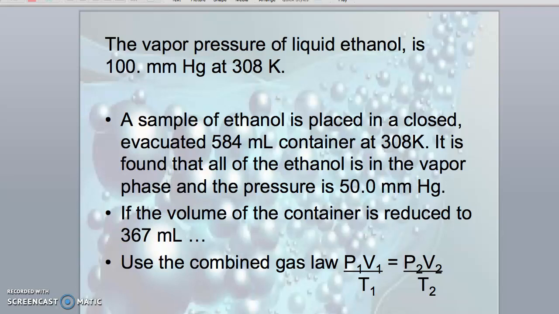So a little practice goes a long way with these. You'll warm right up to the combined gas law and the ideal gas law, just like you did in Chem 111.